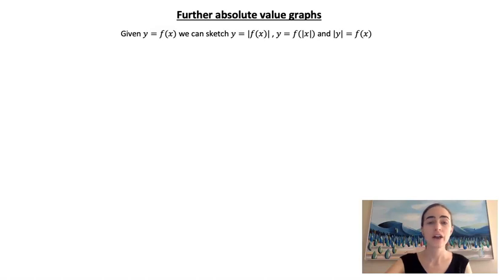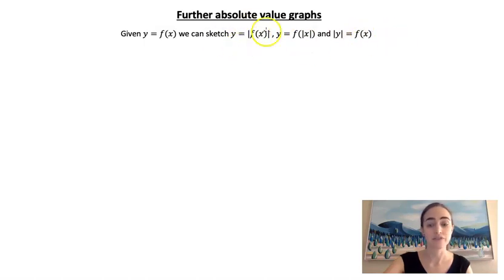In this video, I want to have a look at further absolute value graphs, so more complex ones as opposed to your more basic ones. What we're having a look at is if we're given a function y equals f of x or its sketch, then we can sketch the absolute value of that function. We can sketch f of the absolute value of x, or we can sketch the absolute value of y equals our function. So we're going to have a look at an example of each of those.